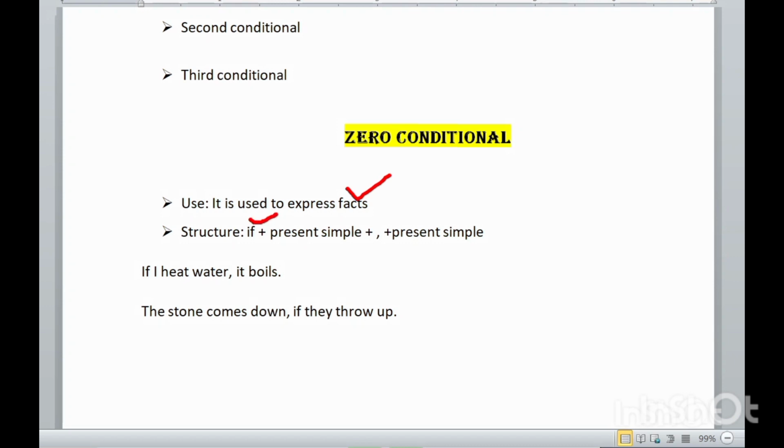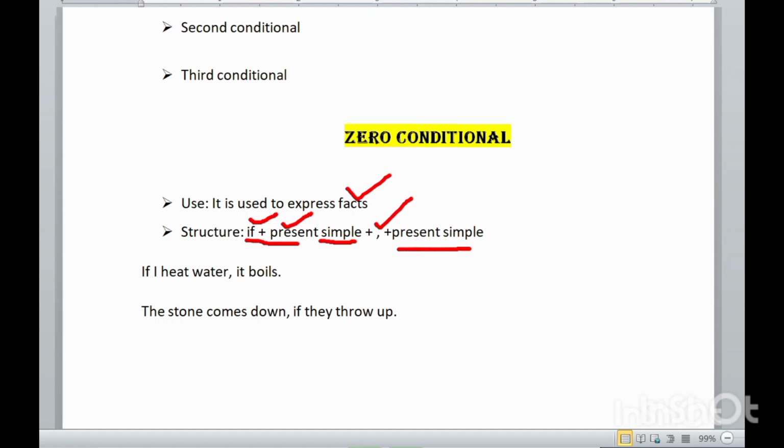Structure: if plus present simple. As we said, the if clause is there: if plus present simple is called the if clause, and we use a comma between these clauses. Then again present simple. So if plus present simple, comma, plus present simple is the structure of zero conditional. We have to keep that in mind. Now there are two examples.